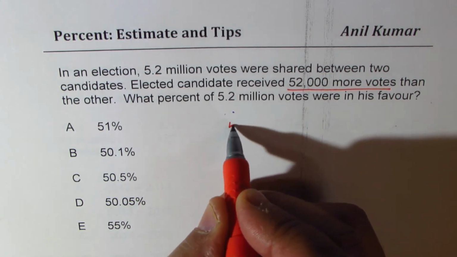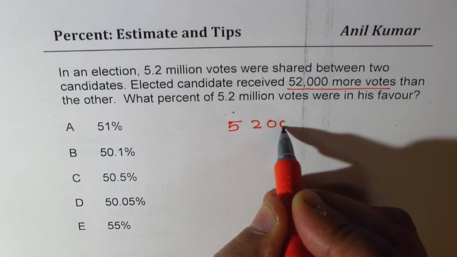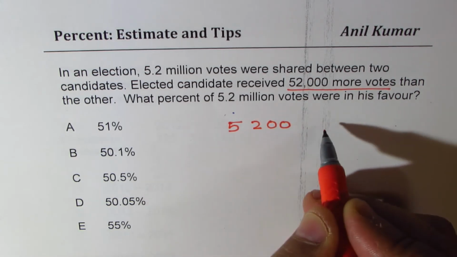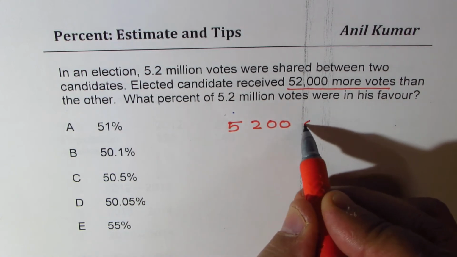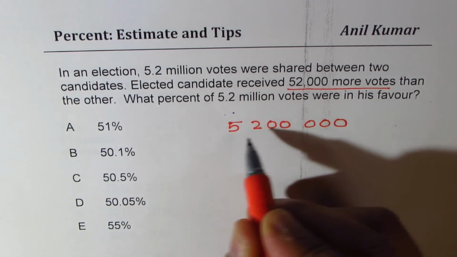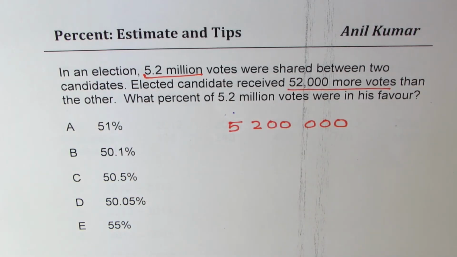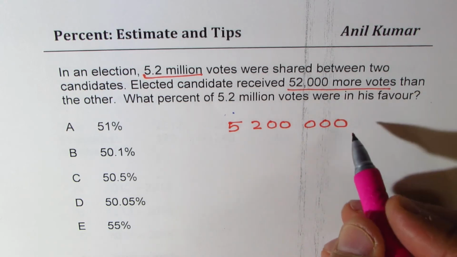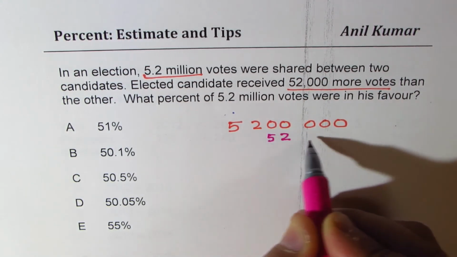5.2 million. So it means 5 million, and million means 6 zeros. Do you understand? So when it is 0.2, it is kind of like this. So that is 5.2 million. Now, the other person receives less by how much? 52,000. So this is here. Do you see this? 52,000.